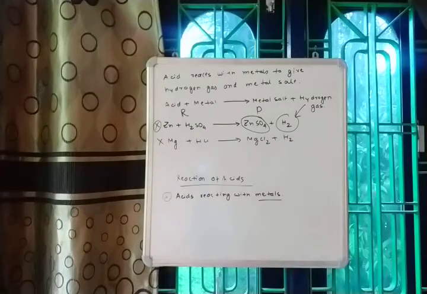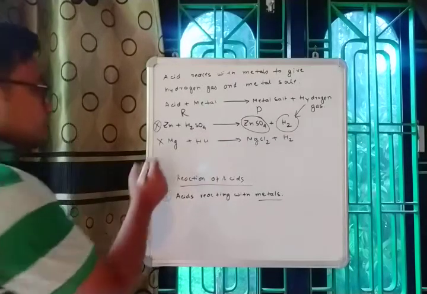That means one product is always going to be hydrogen, while the other product is always going to be the metal salt. No matter what kind of acid, what kind of metal you are taking, the product will always have two types. One will be the hydrogen gas, which will be evolved out of the reaction, and the next one is the metal salt itself.